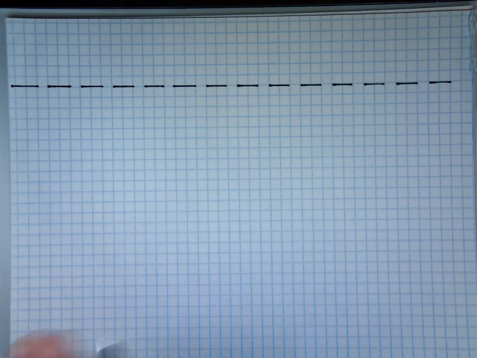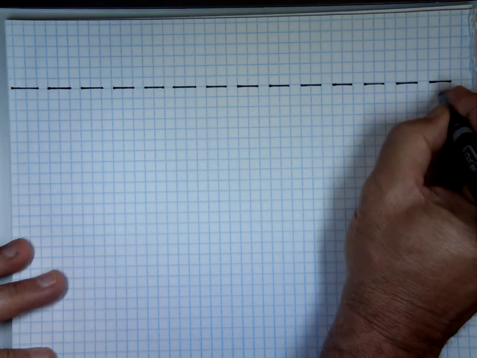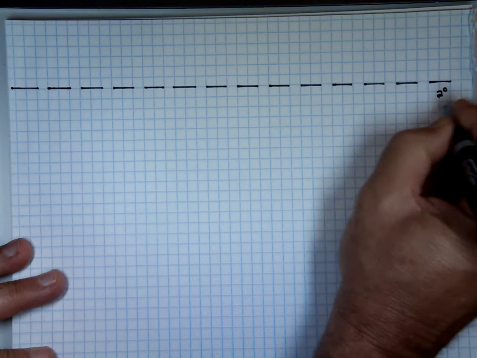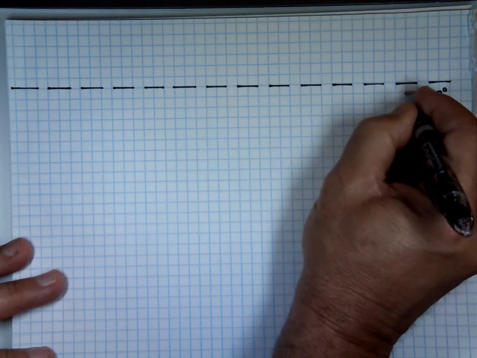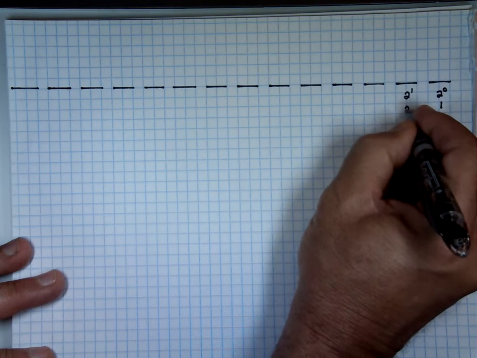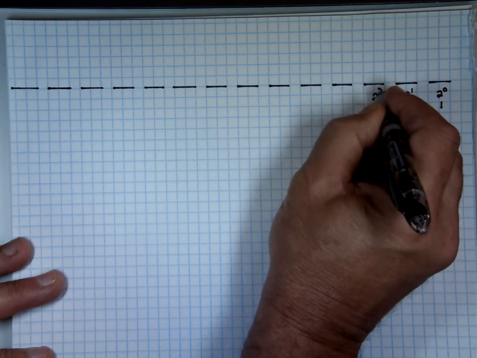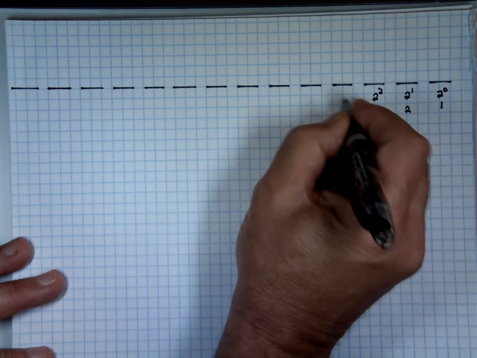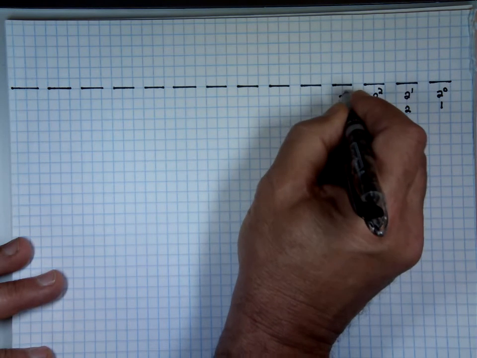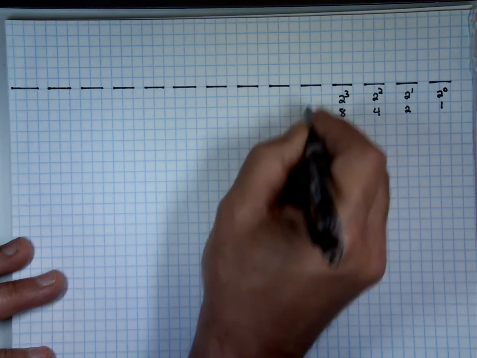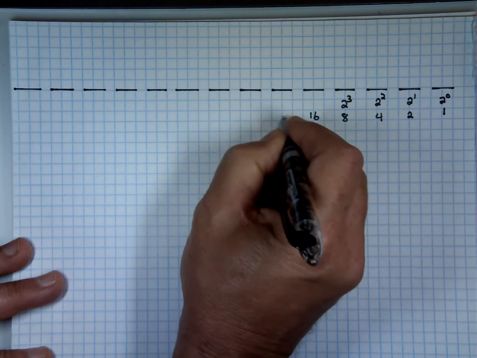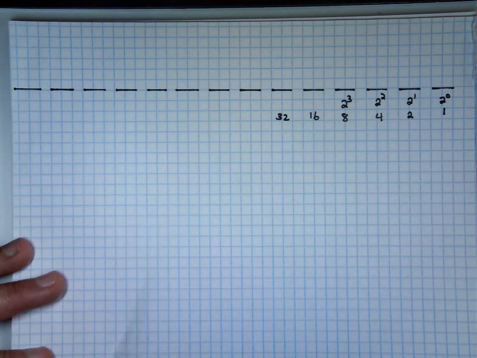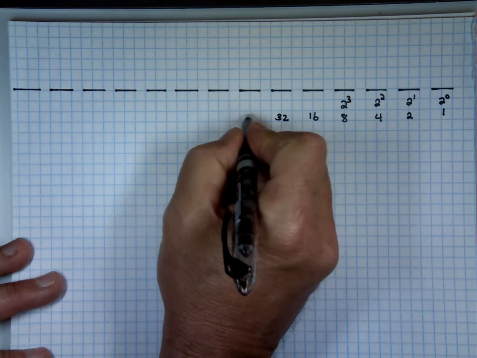So if you remember the weight of each one, this is 2 to the 0, that's the 1 location. This is 2 to the 1, which is the 2. This is 2 squared, which is what? 4. This is 2 cubed, which is 8. 2 to the 4, 16. 2 to the 5, 32. 2 to the 6, 64.